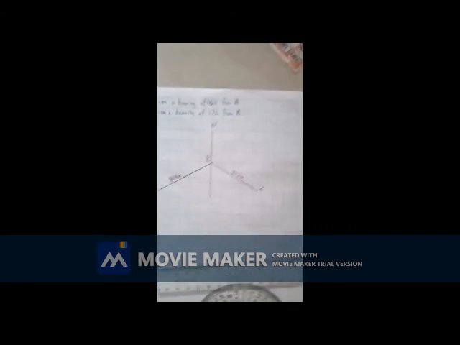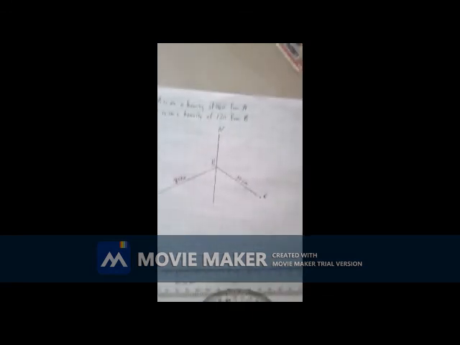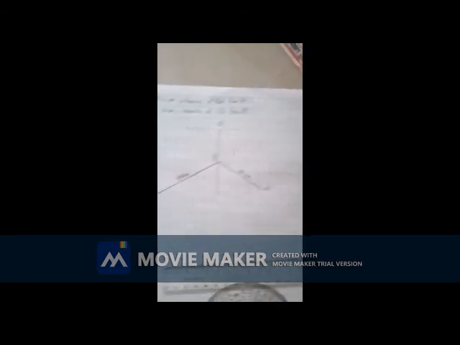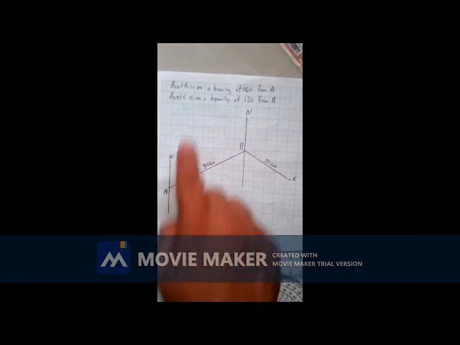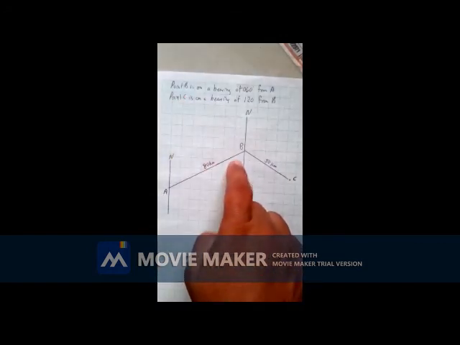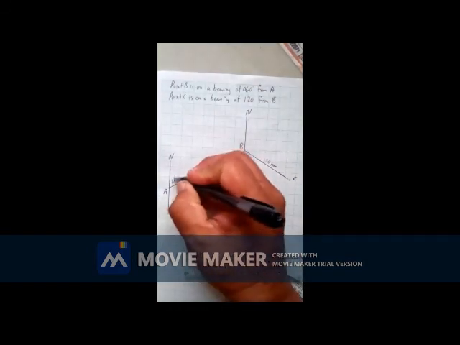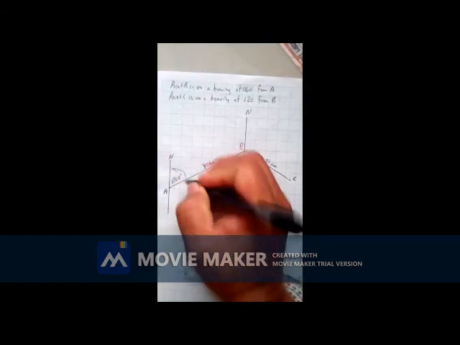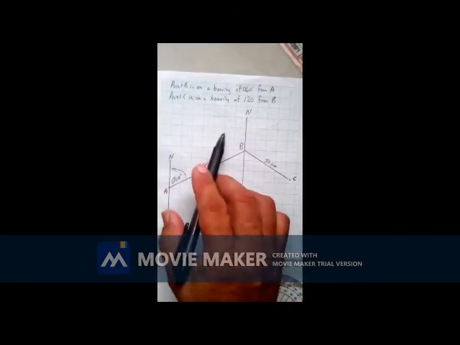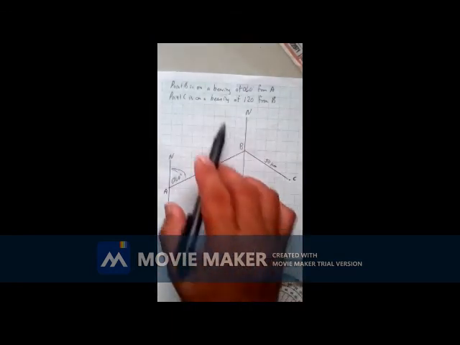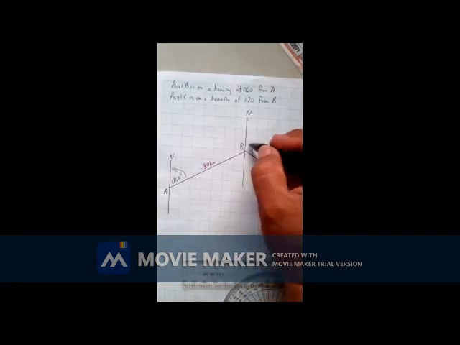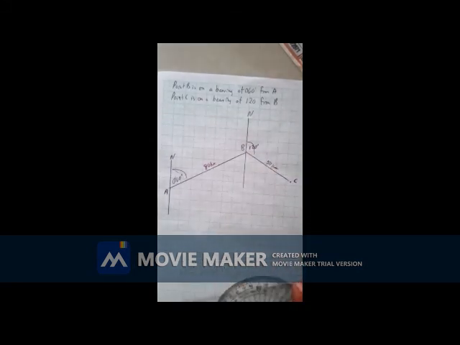Let's see what we have now. It should be able to capture everything. All right, so we have point B, which is on a bearing of 60 from A. That 60 is right here, 060 degrees. Point C here is on a bearing of 120 from B. That angle is right here, 120 degrees.